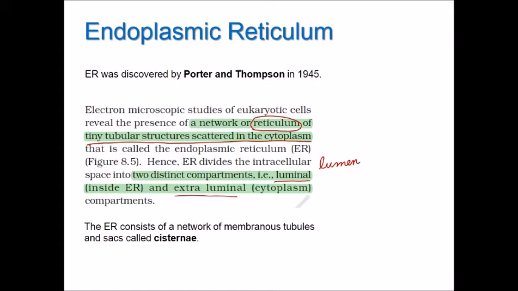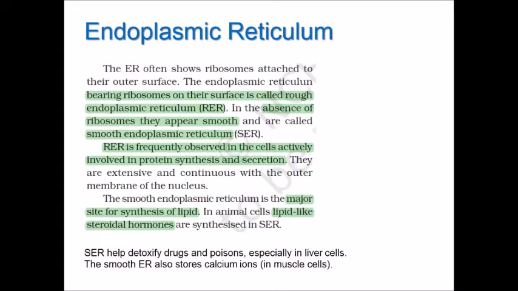Also, you know that ER is made up of tubular structures, membranous tubules, and sac-like structures. These tubular and sac-like structures are called cisternae. So ER is made up of tubular and sac-like membranous structures called cisternae. So like I mentioned, ER is of two types, rough ER and smooth ER.